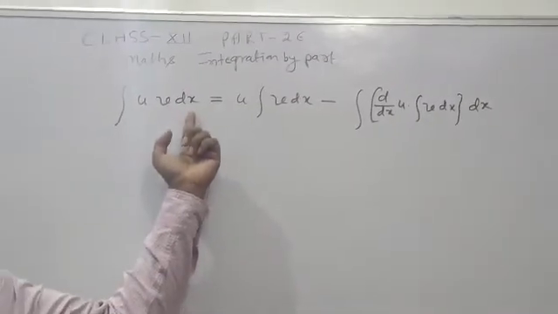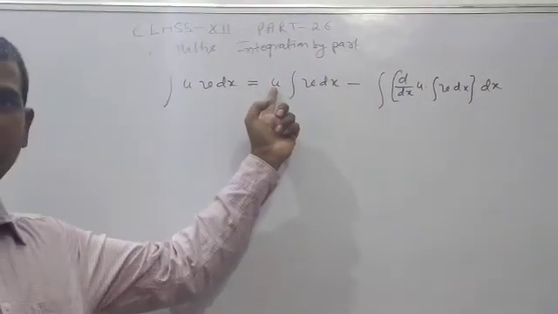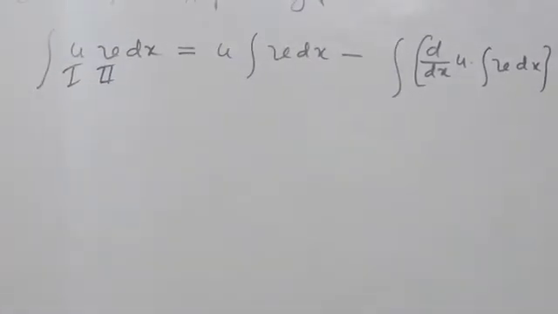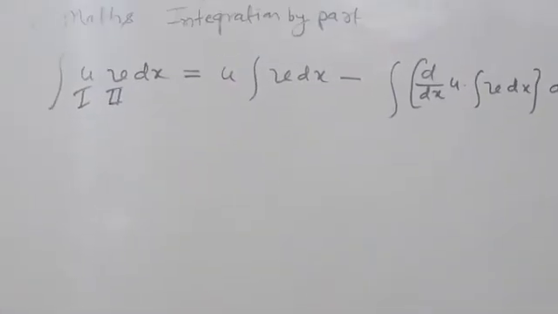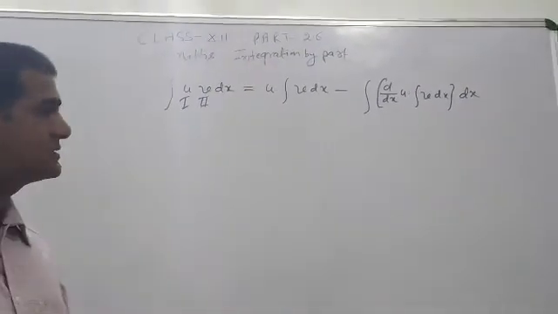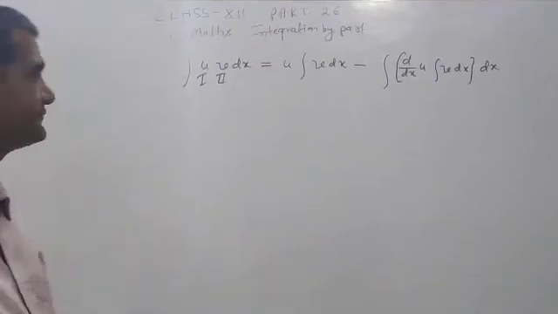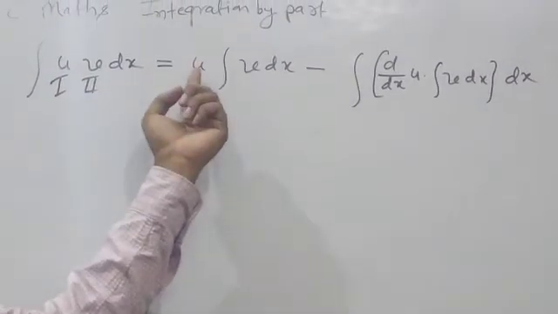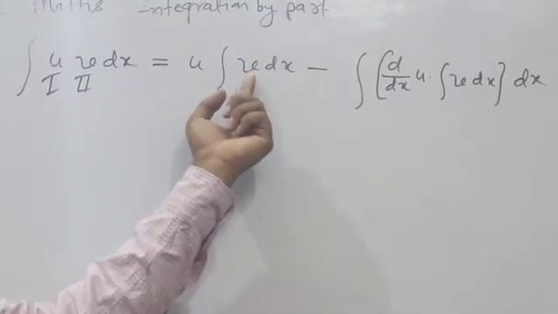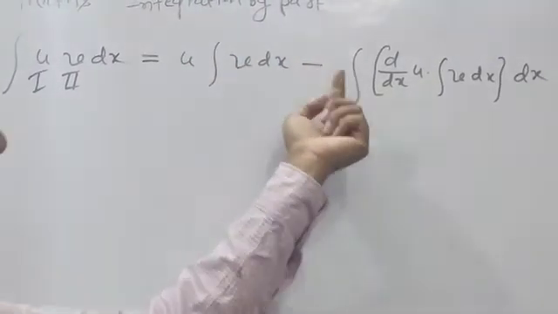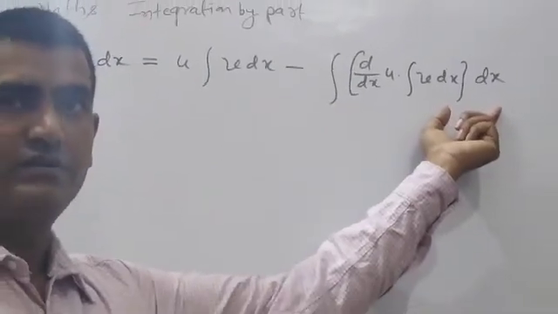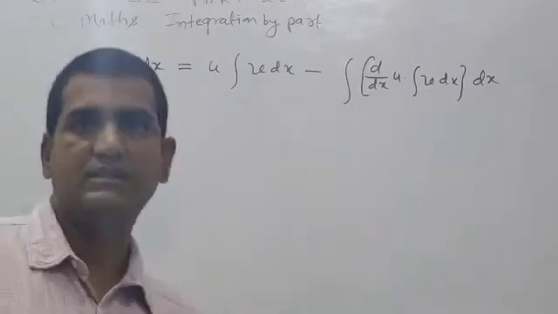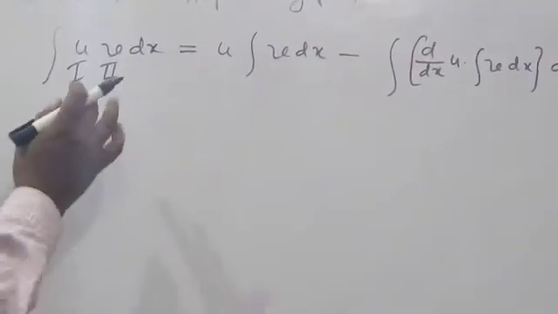Integration of u into v dx is equal to leaving first. Suppose u is the first function and v is the second function. I will tell you how we can decide which function is the first and which is the second. Leaving first, integration of the second function, minus integration of differentiation of the first function into integration of the second function. This is the formula.